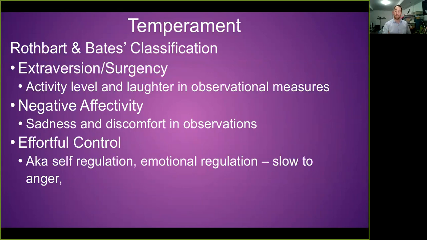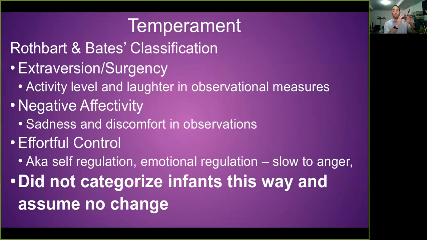And then effortful control is a really good base for self-regulation. So Rothbart and Bates would say a child who is regulating their emotions, that's slow to anger, that's regulating themselves, has effortful control as kind of their temperament. One good thing about Rothbart and Bates is that their categories, they didn't assume that these were fixed forever, versus previous models of easy, difficult, and slow to warm up child. Those were kind of assumed to just be the way that child was going to be forever.